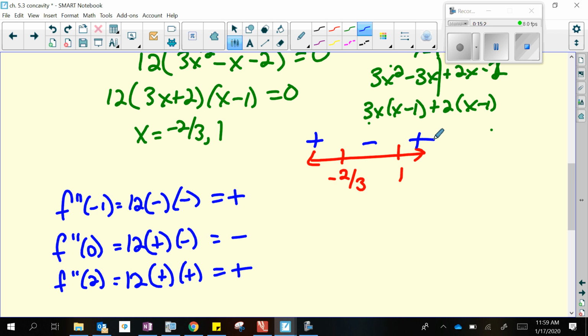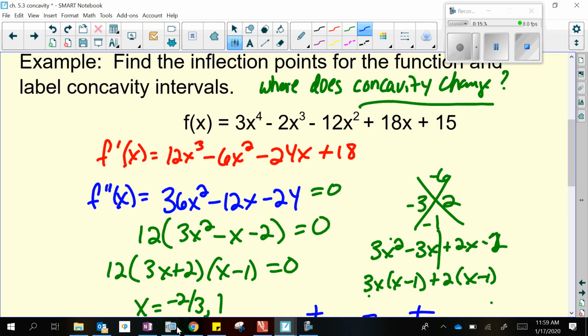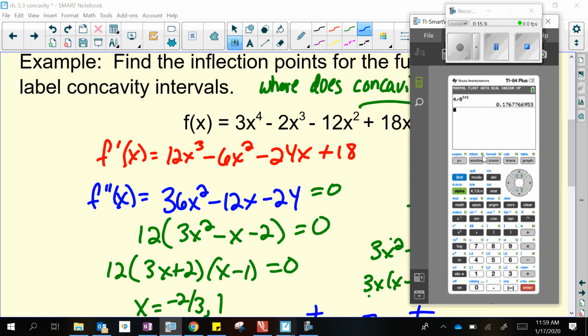Okay? Now let's actually take a look at this. Okay, yeah, let's take a look at the function first. All right, so if I take a look at this function, again, this is all about the original function. So I'm going to graph the original function here.